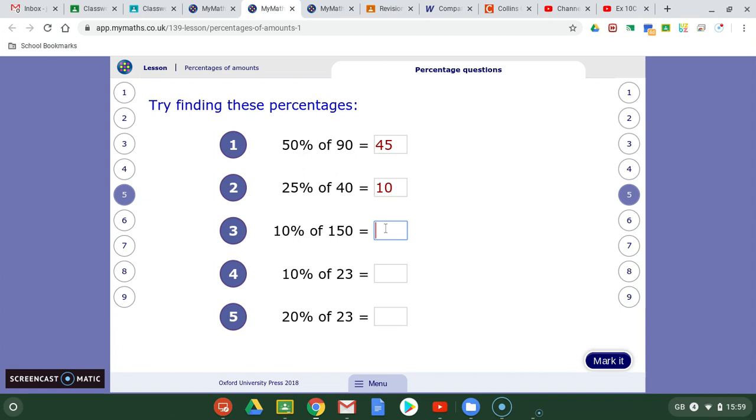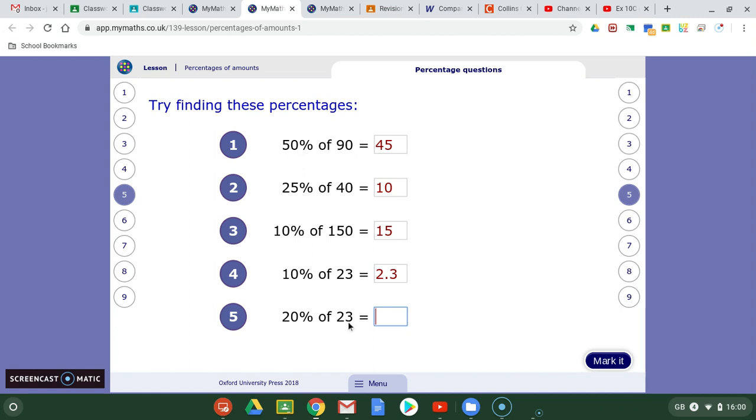To find 10% of 150, we do 150 divided by 10, which gives us 15. This one is a little bit trickier, 10% of 23. We've got to do 23 divided by 10. Well, if we move everything to the right one place, we get 2.3. That's how we divide by 10.